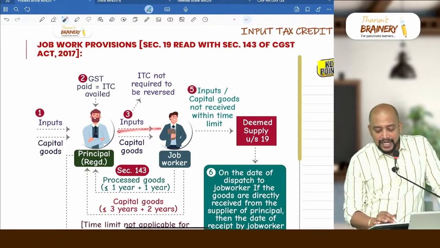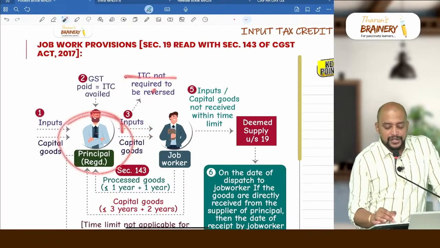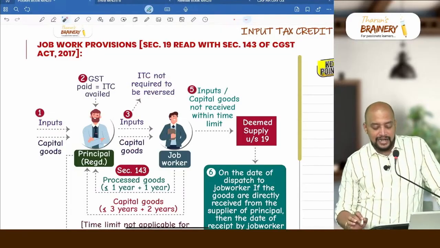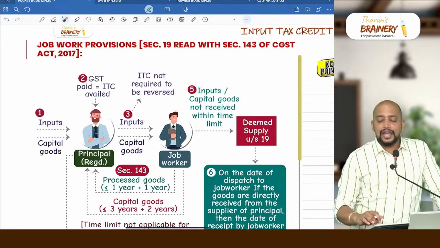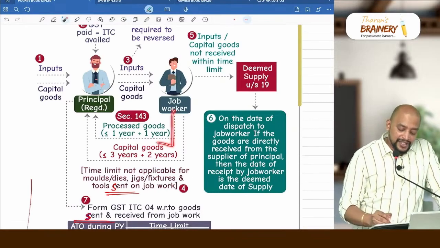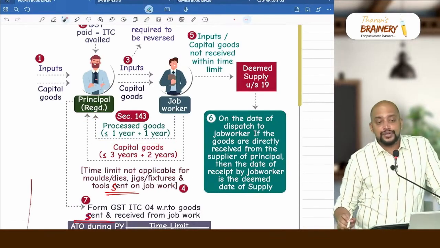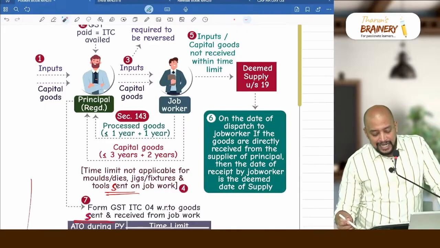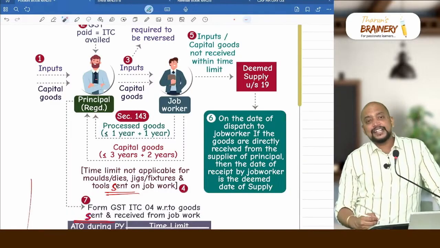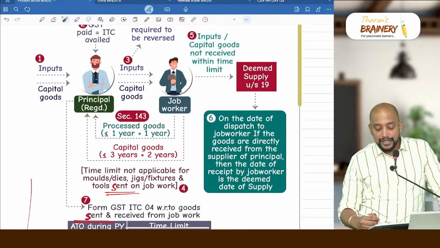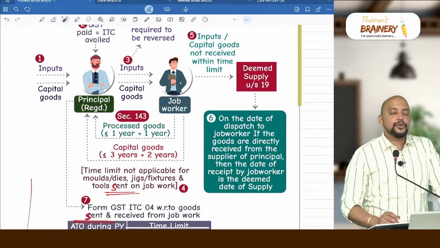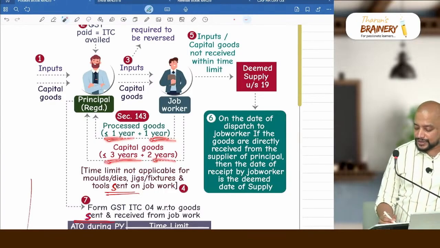When he is sending the inputs and capital goods for job work, is the principal manufacturer required to reverse any ITC? No, they are not required to reverse any ITC, and they will just send it to the job worker. What is the implication on the job worker? When they receive it, they need to convert it into processed goods, and within 1 year they need to send back the processed goods. What is the time limit? 1 year, and this 1 year can be extended for a further period of 1 year, and it will be returned to the principal. In case of capital goods, what is the time period within which it should be returned to the principal? 3 years, and it can be extended for a further period of 2 years. So processed goods 1 year plus 1 year, capital goods 3 years plus 2 years.